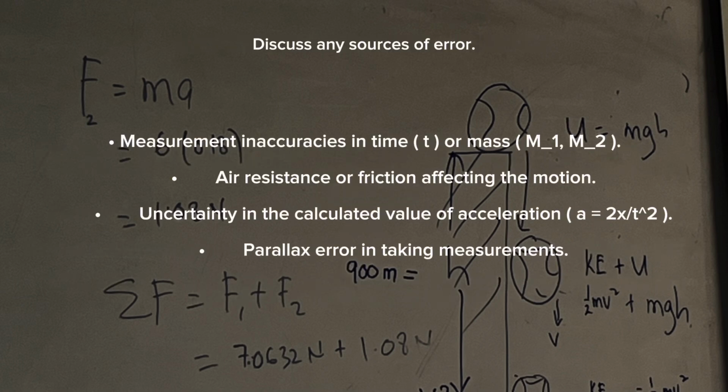And number 4 is, discuss any sources of error. One potential source of error is measurement inaccuracies in time, t, or masses m1 and m2. Number 2 is air resistance or friction affecting the motion. Number 3 is uncertainty in the calculated value of acceleration, a equals x divided by t squared. Number 4 is parallax error in taking measurements.